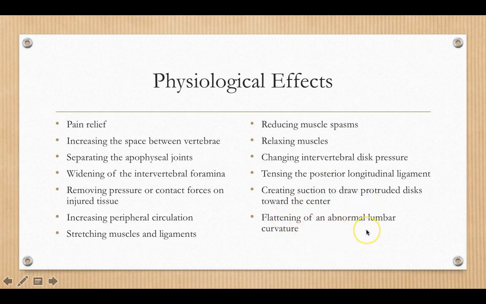We get a flattening of the abnormal lumbar curve, which also provides a sense of traction as well. So when people get that really big lordotic curve, that puts a lot of pain on the facet joints and on the spinal nerves coming out, the nerve roots. And so we can flatten that and make it a little bit more of a normal low lumbar curve.